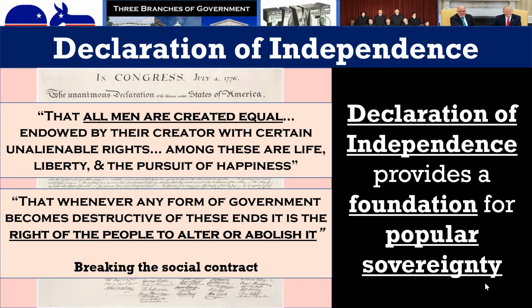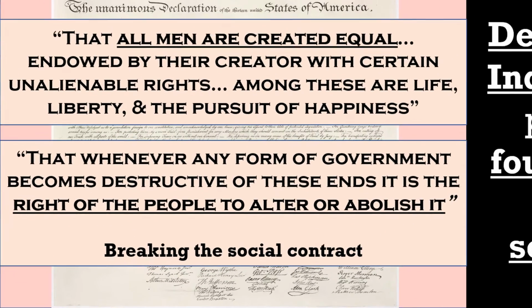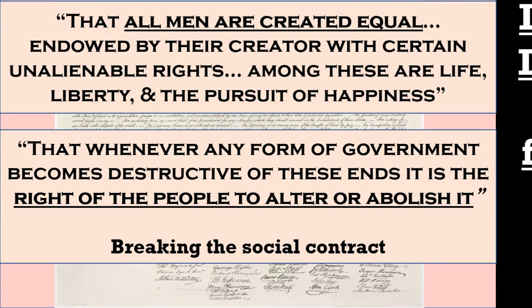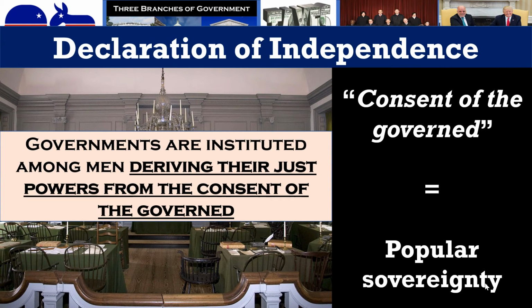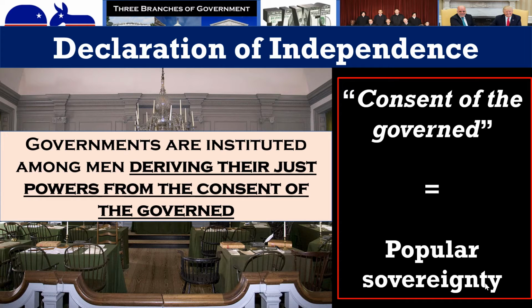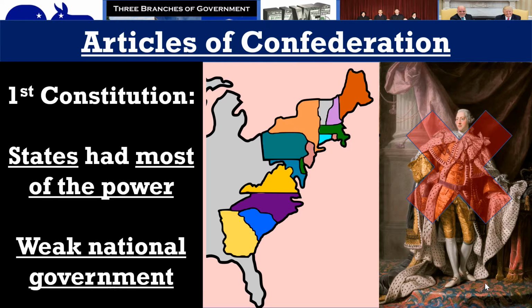So Jefferson hints at popular sovereignty when he writes about the right of the people to "alter or abolish" their governments if they break the social contract. But it is these words, that governments are instituted among men, deriving their just powers from the consent of the governed. And it's here that we see that concept of popular sovereignty, that governments get their power from the permission of the people.